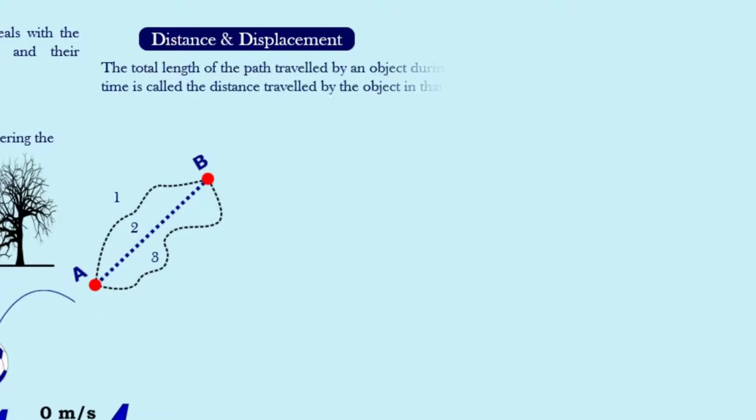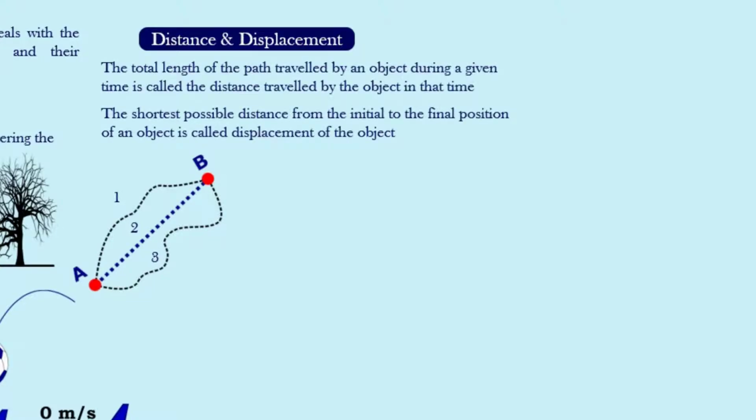As for definition, we can say the total length of the path traveled by an object during a given time is called the distance traveled by the object in that time, and the shortest possible distance from the initial to the final position of an object is called the displacement of the object. Distance covered does not have any direction. However, displacement between point A and point B will always be uniquely directed. Therefore, distance covered can be represented only with magnitude. However, in case of displacement, direction also gets involved.